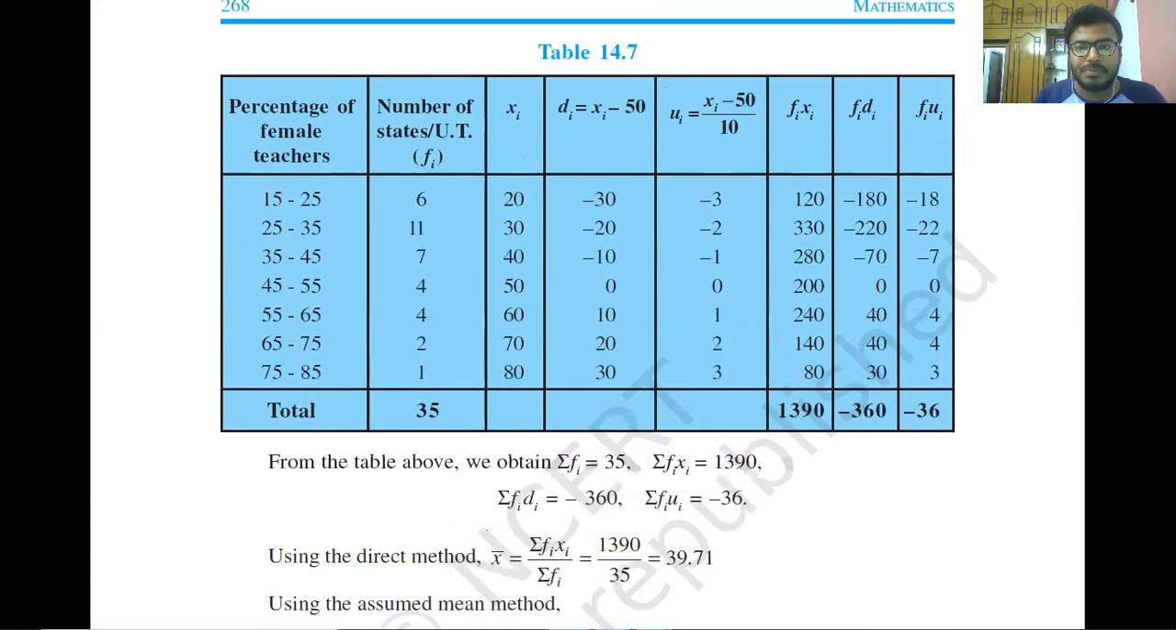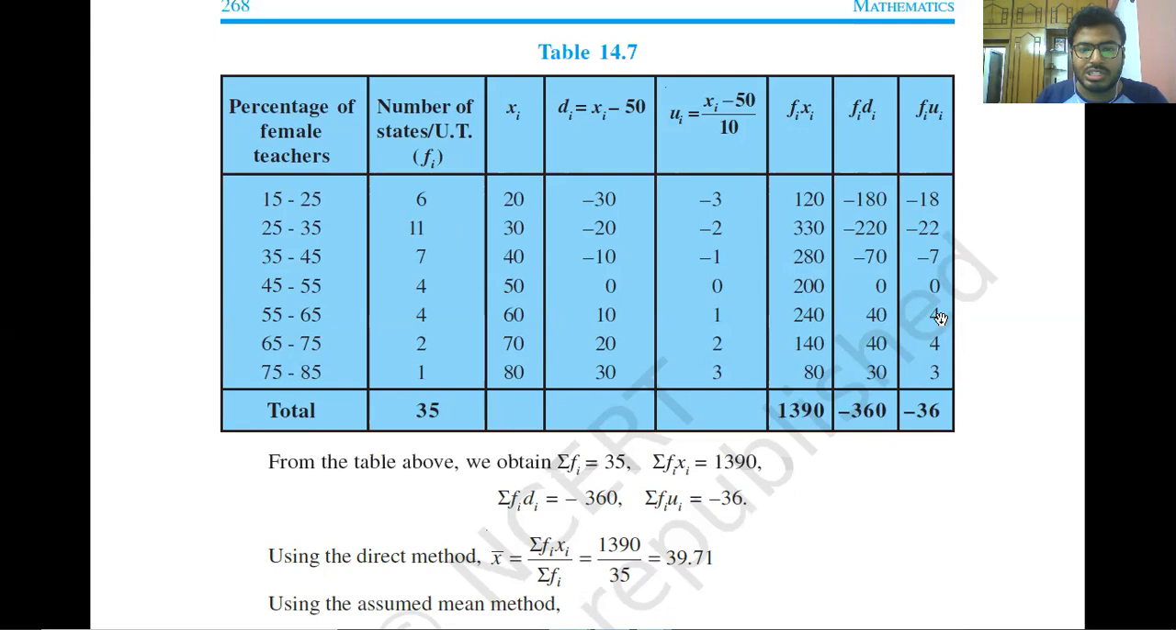Okay, the next method is the step deviation method. Now in the step deviation method you want the ui. So now multiply fi and ui. 6 into minus 3, minus 18, 11 into minus 2, minus 22, 7 into 1, 7. And these are all minus, so we are giving the minus sign.